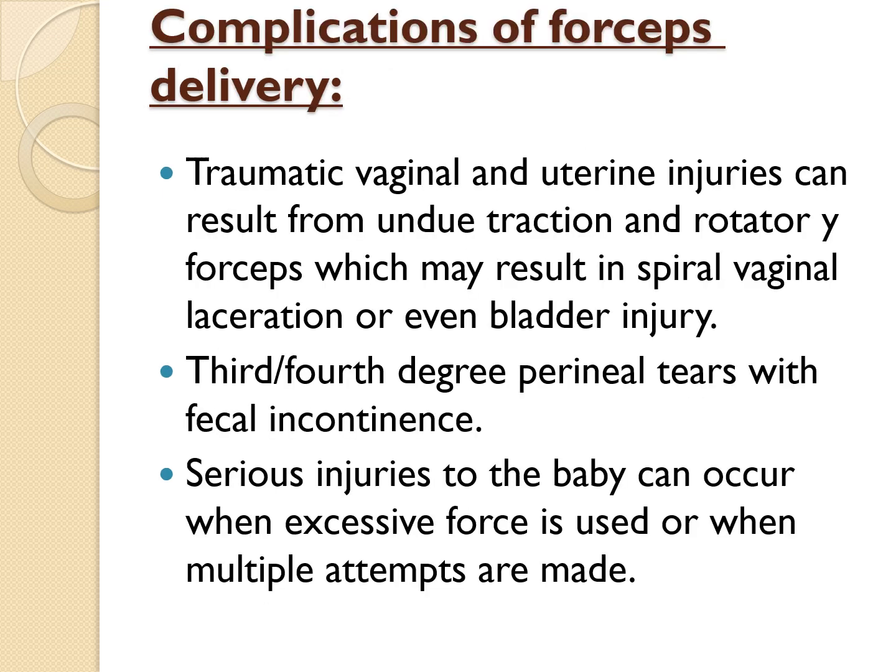Complications of forceps delivery. Traumatic vaginal and uterine injuries can result from undue traction and rotatory forceps, which may result in a spiral vaginal laceration or even a bladder injury. Third or fourth degree perineal tears with fecal incontinence, or serious injuries to the baby can occur when excessive force is used or when multiple attempts are made.